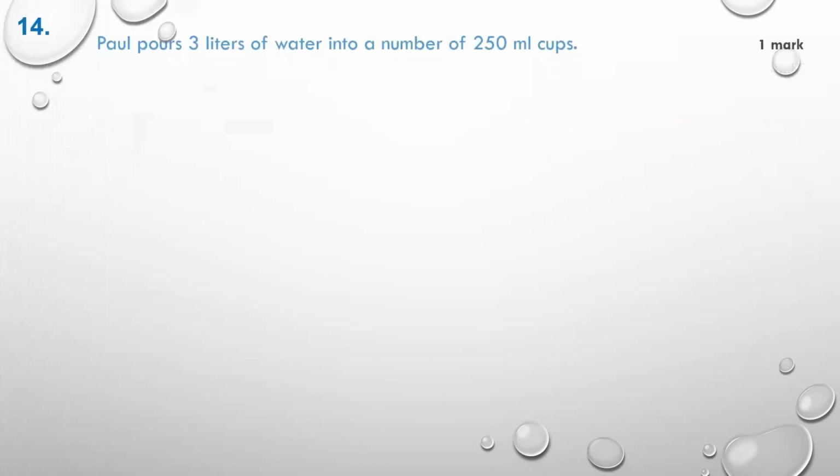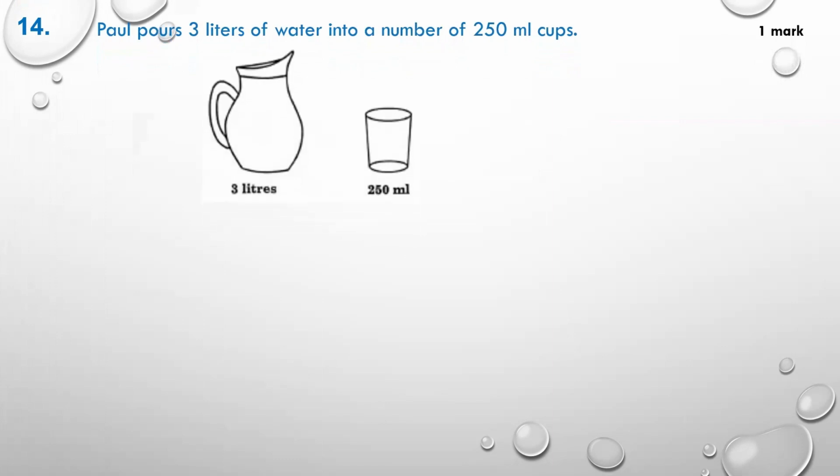Let's now go on to number 14. In this question here, Paul pours 3 liters of water into a number of 250 ml cups. So we have 3 liters in this large jug, and we have these small cups of 250 milliliters. How many cups can be filled completely? So if we recall, 1 liter is how many milliliters? Because we have liters and milliliters. 1 liter is 1,000 milliliters.